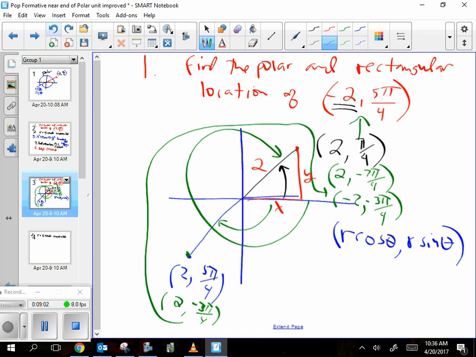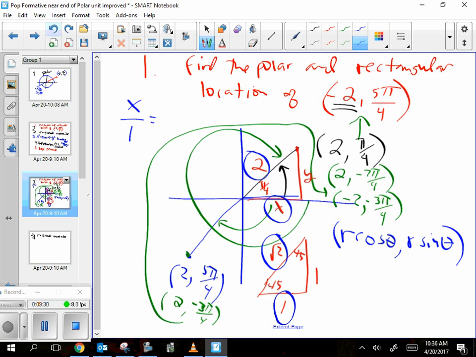And if this is pi over 4, that means that's a 45, and I'm going to draw the classic 1, 1, root 2, 45-45 triangle. I do that every time. I go back and draw the classic one in, and that helps me look at these two and see what the ratios are. Then I like to go like this: x is to 1 like 2 is to root 2.